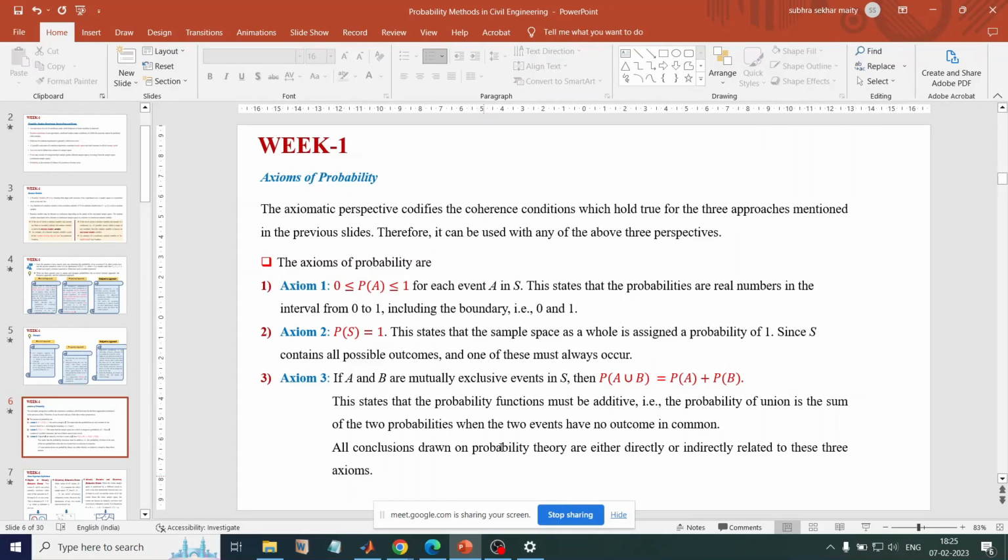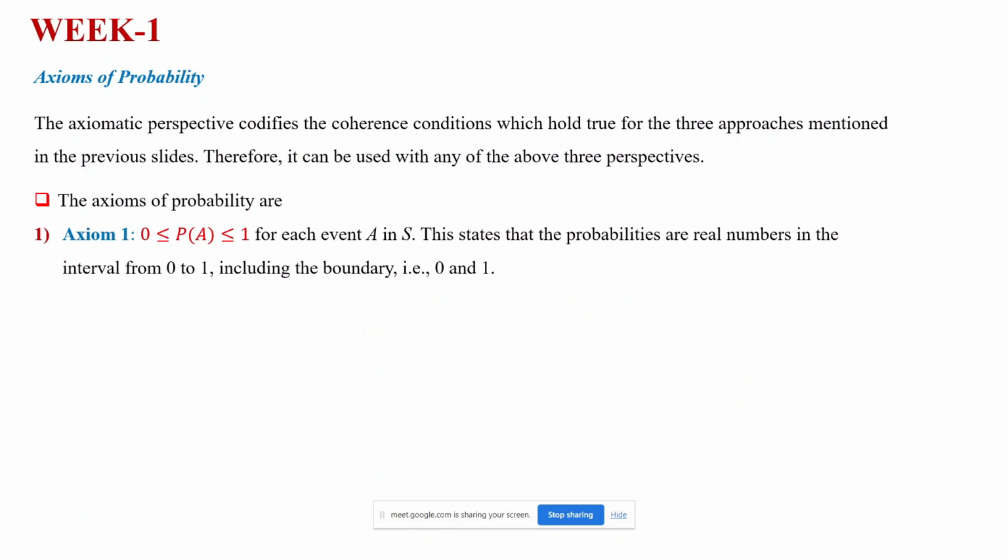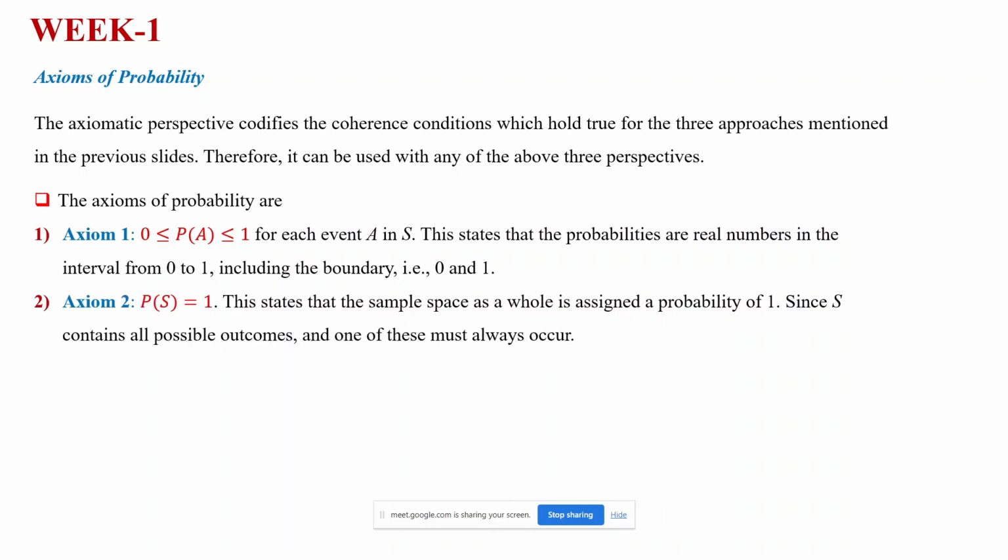So what are the axioms of probability? Axioms of probability codify the interpretation and assignment of probability. So what is axiom 1? Any event A should lie between 0 to 1 in a sample space S. This states that the probabilities are real numbers in the interval from 0 to 1, including the boundary, that is 0 and 1. Axiom 2 is the probability of the sample space is equal to 1. This states that the sample space as a whole is assigned a probability of 1. Since S contains all possible outcomes, one of these outcomes must always occur.